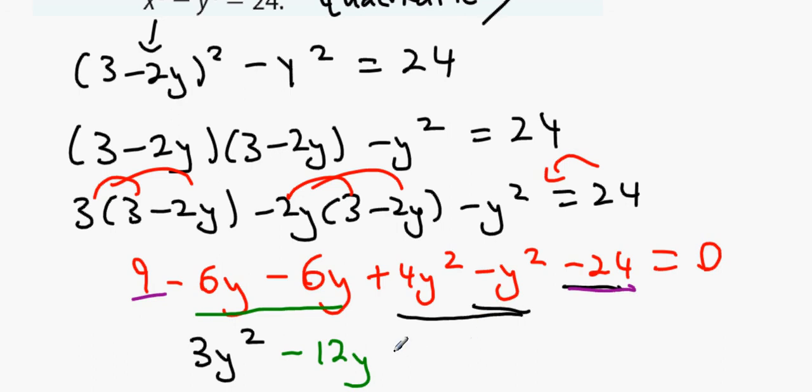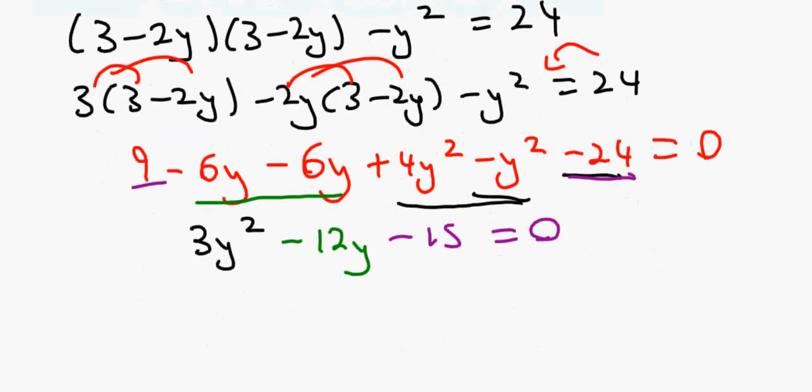Now you could do the minus b formula here. That's no bother whatsoever. But what I'm going to notice is that they're all divisible by 3. So I'm going to divide by 3, which gives y squared minus 4y minus 5 equals 0.